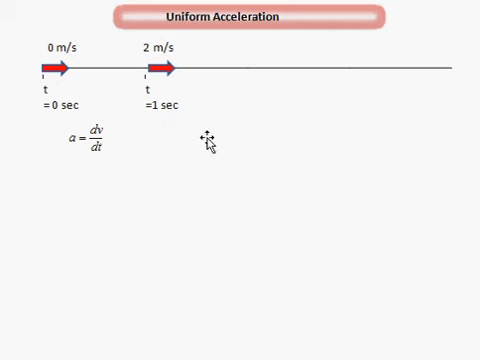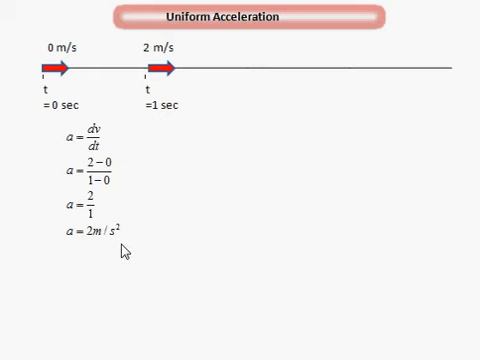Let's calculate the acceleration between the first two points. We know acceleration can be defined like this: the change in velocity to the change in time. The final velocity is 2 meters per second, and the initial velocity is 0 meters per second. Hence, I am writing 2 minus 0 in the numerator part. Coming to the time, the final time is 1 second and the initial time is 0. Hence, I am writing 1 minus 0 in the denominator. On simplification, we get acceleration to be 2 meters per second square.